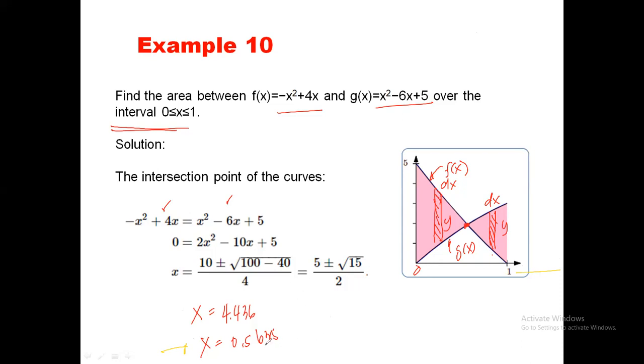But the 0.5635 is between the interval 0 to 1. So this is the x that you will be using for this point of intersection, not the 4.436. You get it? So amo na siyang gamiton ang 0.5635, not the 4.436.